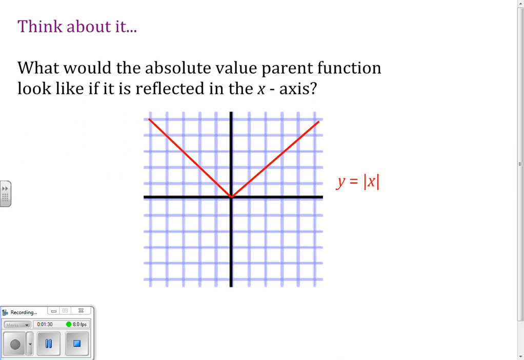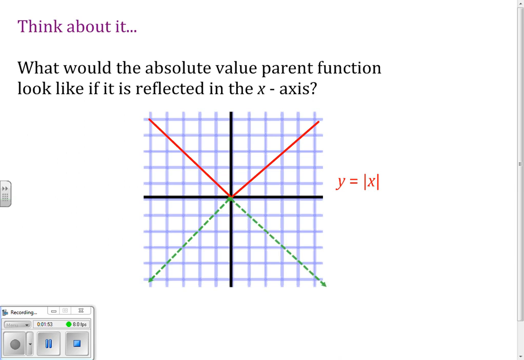So remember, the reflection on the x-axis means that you're going to take it and turn it about the x-axis. So imagine if you could take that graph and fold it on the x-axis. What would happen to that V-shaped graph? What ends up happening is you get this reflection that ends up turning down. So imagine it would kind of look like that.